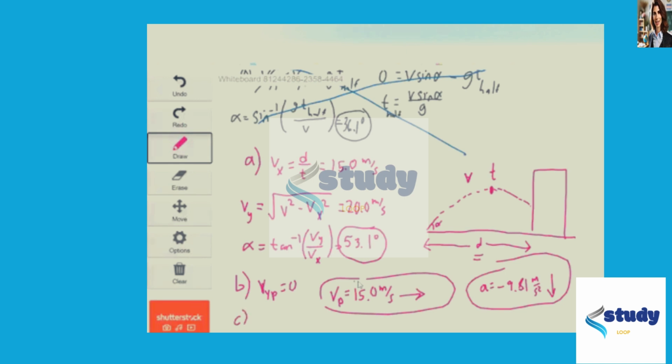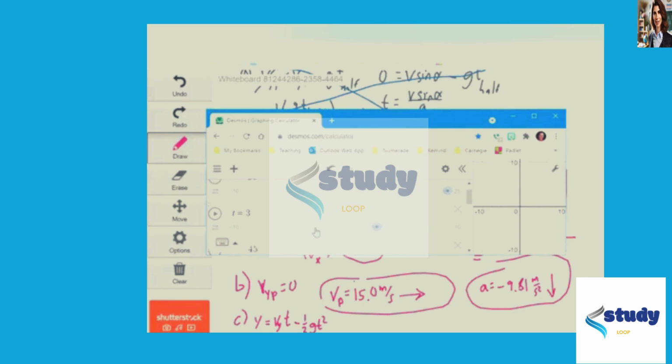Okay, C. How high does it strike on the building? So I'm going to call that y, and y equals y initial, which is 0, plus vy initial, which is just vy t, minus 1/2 g t squared. Okay, I think we know all of that information. Do we know t? Yeah, t is 3.